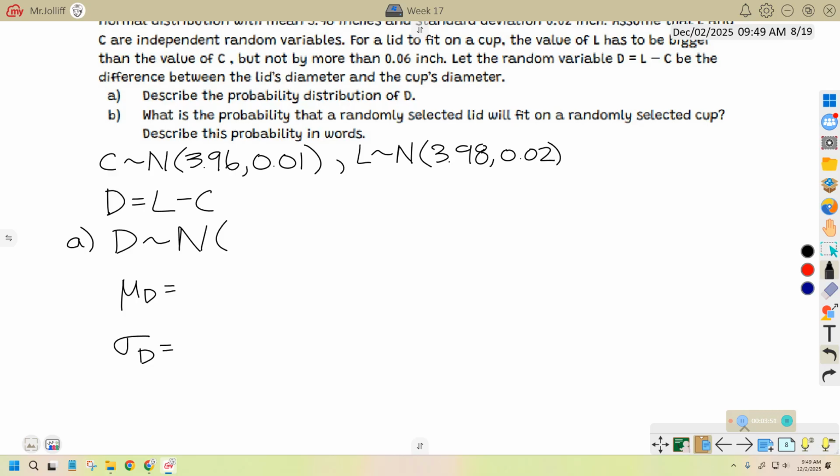So for the mean, I find D by doing L minus C. How do I find the mean for D? Yep, mean for L minus mean for C. Good. Whatever we do to the data, we do the same to the mean. So this is just the mean for L minus the mean for C. And we have those values. L was 3.98 inches. C was 3.96 inches. So that's 0.02 inches, I believe. I see nodding. Good. So that's the first value here.